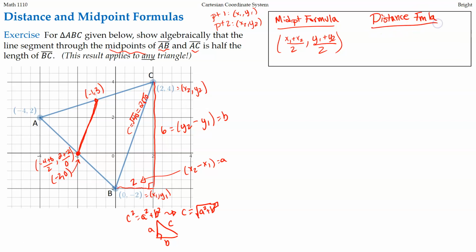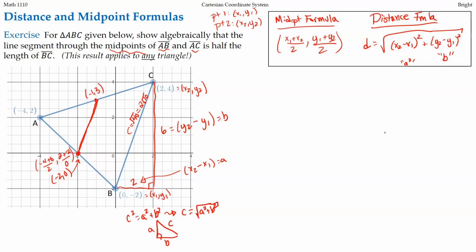Okay, and yes, I'm abbreviating. If I'm looking at the distance between 2 points, it is really: this is our a, so x2 minus x1, take the difference, square that, plus b squared, which is y2 minus y1 squared. That's our b, and then d is our hypotenuse length, right? Boom, done. So now with all that, we need to return to the problem at hand.